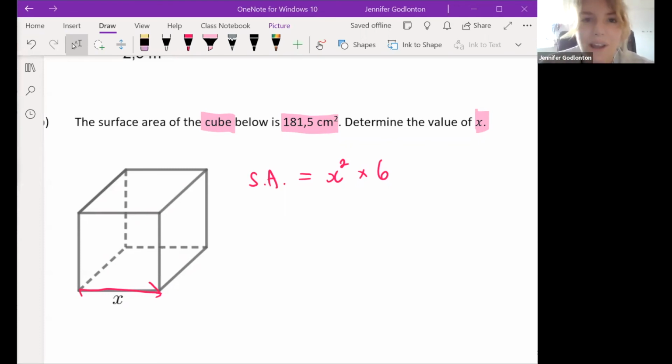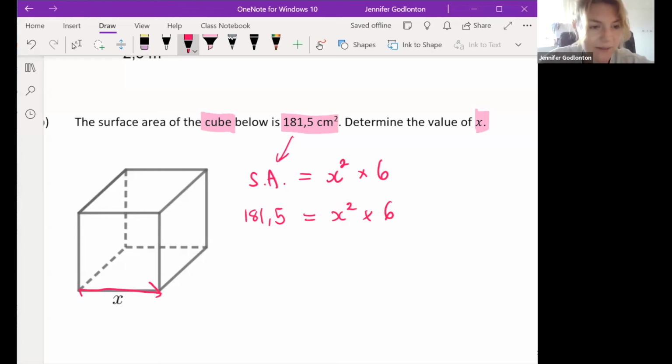So let's talk about how we can work this out without having to do any guesswork, guys. We're going to fill in exactly what we know. We know that our surface area is 181,5, and this is equal to x squared times 6. If I want x squared to be alone, I'm going to divide both sides by 6, so that 6 can be gone. Think about it as dividing by the coefficient when we're in an equation. So then I'm going to have 181,5 divided by 6, and that's going to give me 30,25, which is equal to x squared.